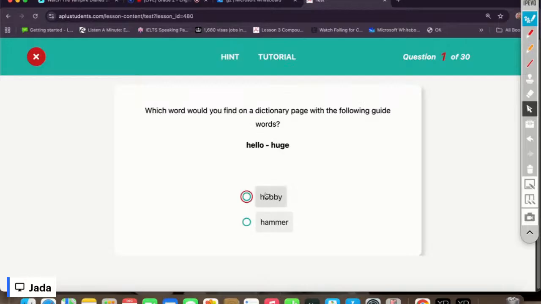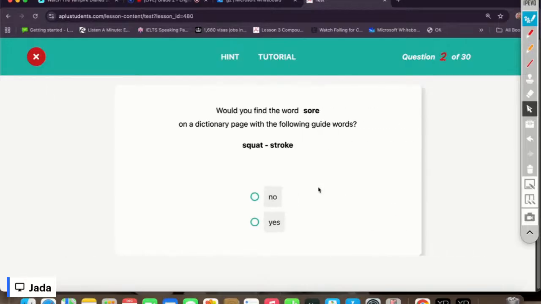So, what's the answer here? Hobby. So, make sure you send in your answers, okay? So, would you find the word soar in between squat and stroke? Yes or no?